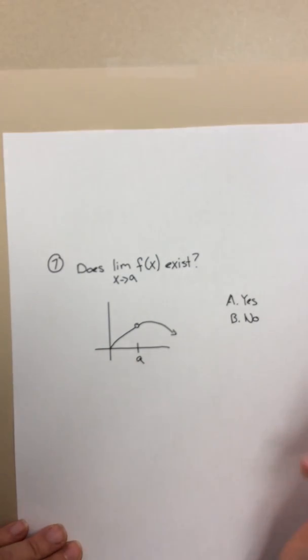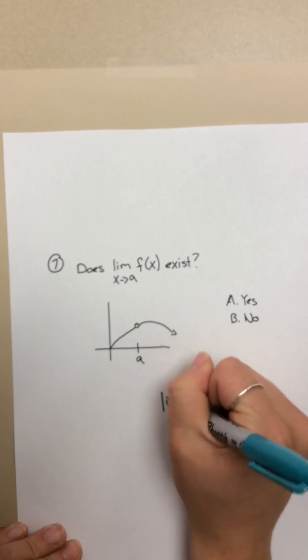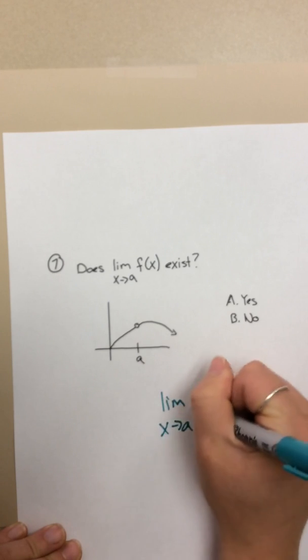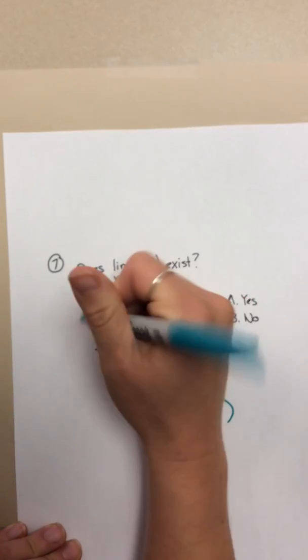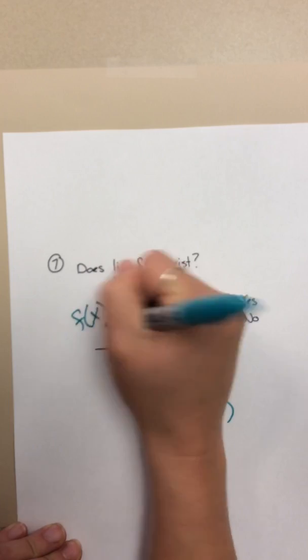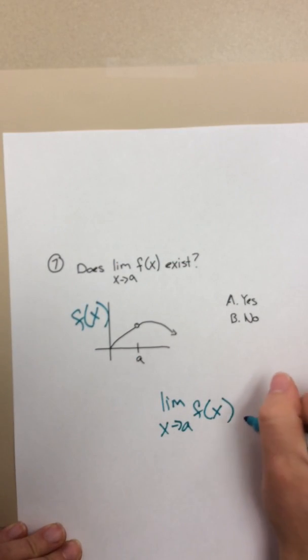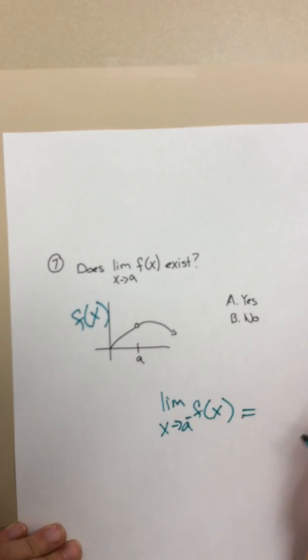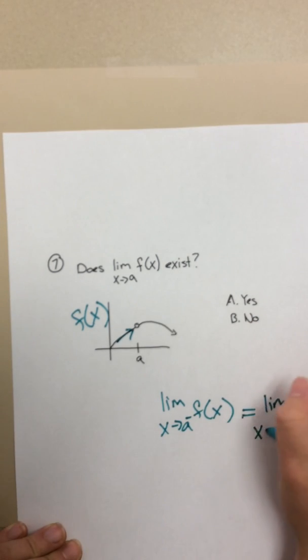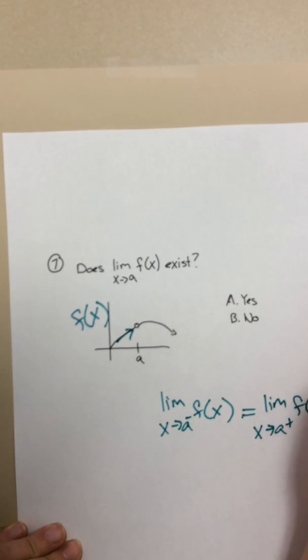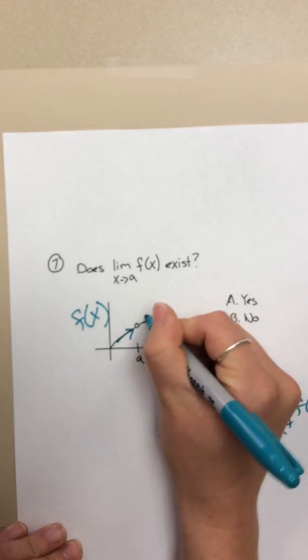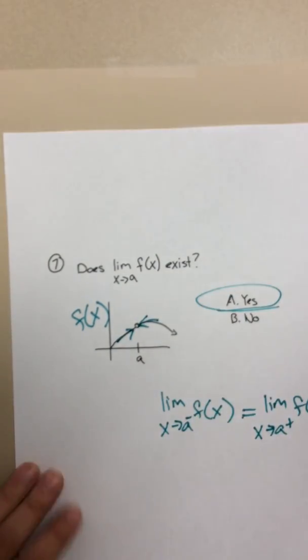Does this limit exist? Remember, all I care about is the left and the right. So if I say the limit as x approaches a of f of x, which, by the way, I don't like this graph because it should be labeled, but I made it up, so, you know, I can change it. Limit as x approaches a from the left has to equal the limit as x approaches a from the right. It does, so yes, it exists.